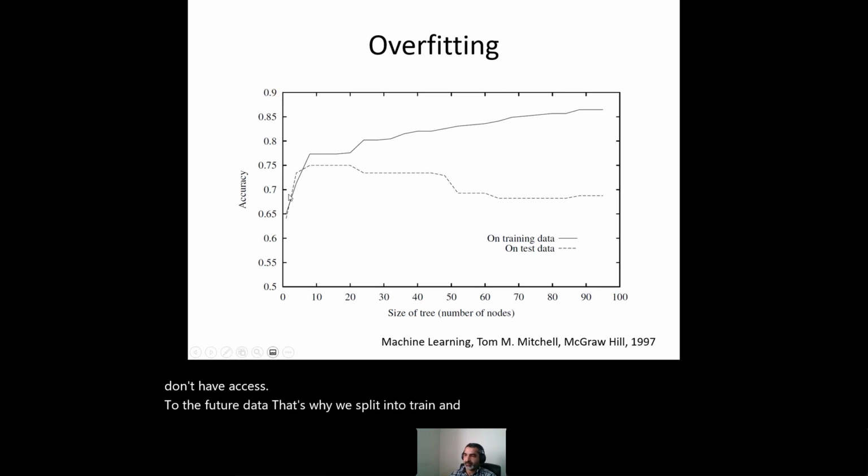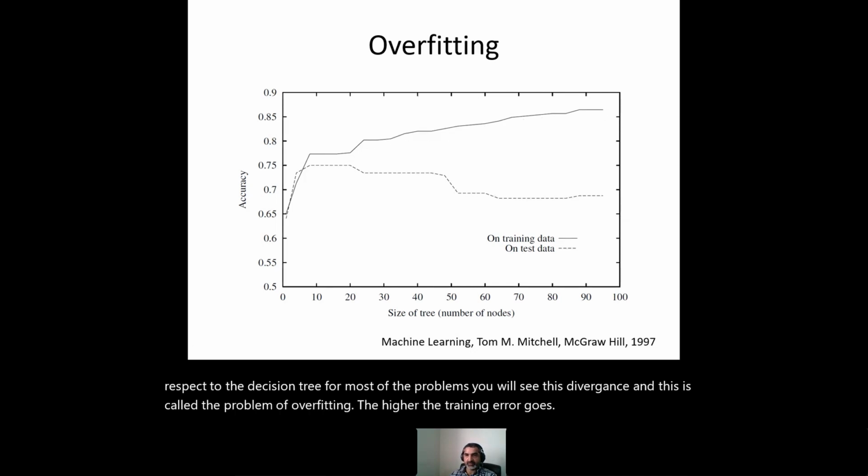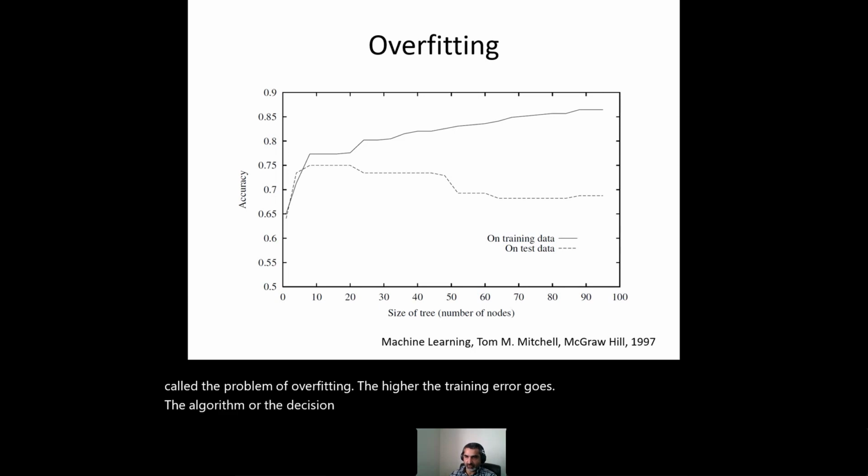And if we plot this error with respect to the decision tree, for most problems you will see this divergence. This is called the problem of overfitting. As the training error goes down, the decision tree is memorizing and overfitting to the examples, becoming less and less generalizable for the test data.